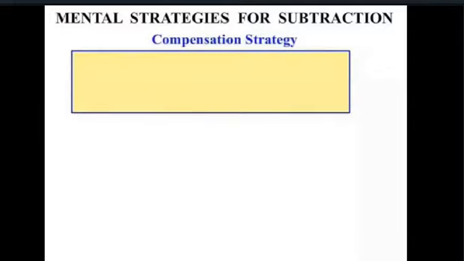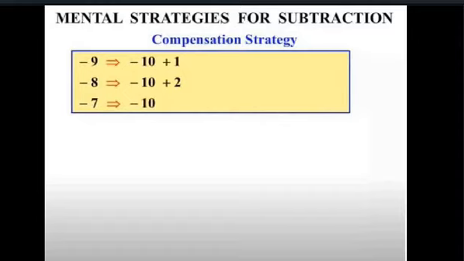First thing is we will look at the compensation strategy. What we do here: if we need to subtract 9, while doing the subtraction, we will subtract 10 and then add 1. Subtracting 8, we can subtract 10 and then add 2. If we need to subtract 7, we would subtract 10 and then add 3.